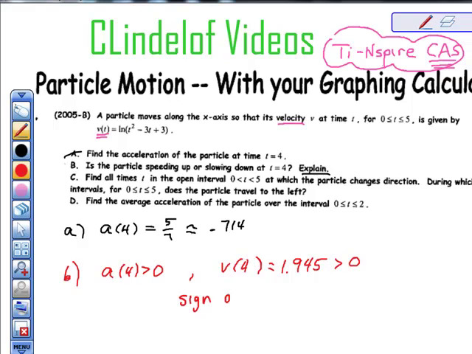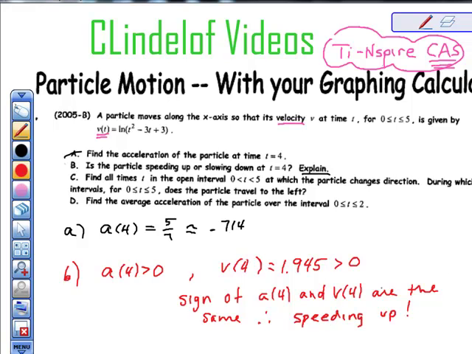Since a of 4 and v of 4 are the same sign, I didn't say they're positive. It doesn't matter that they're positive. They have to be the same. They are the same. Therefore, the particle is speeding up. And there's my answer for B.